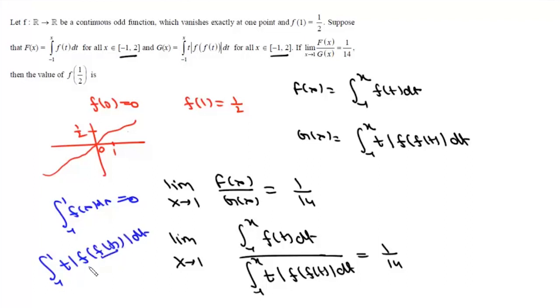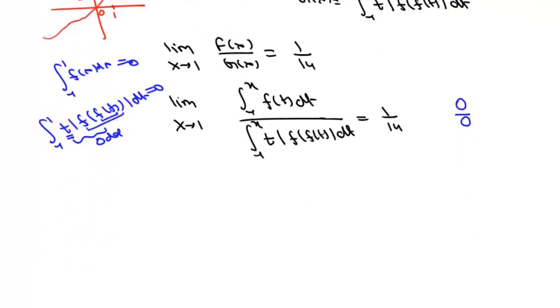Now f(t) is odd, mod of f(t) will be even, because the mod sign makes it an even function, and this t is odd, so this function is an odd function. So again, the value of this integral will be 0. So this is 0 upon 0 form. Now if it is 0 upon 0 form, we can use L'Hopital's rule.